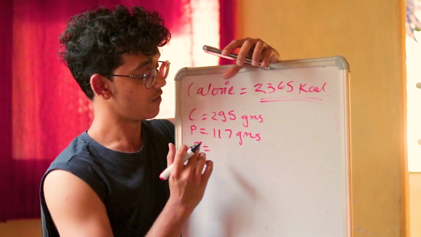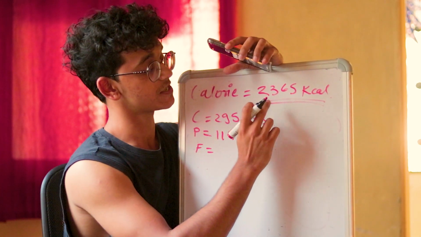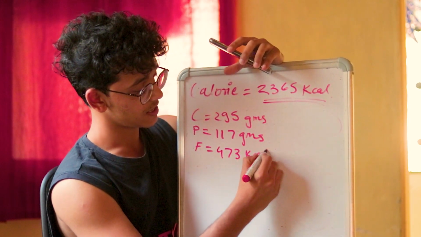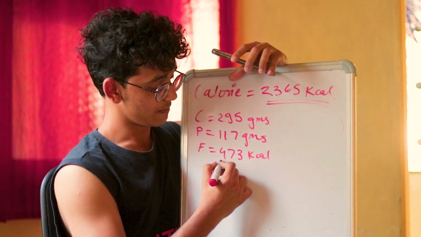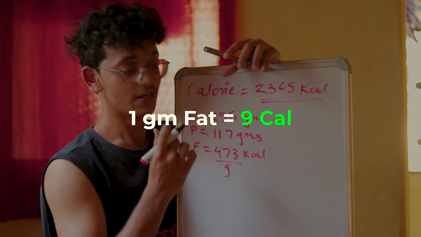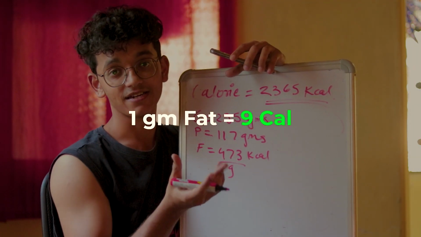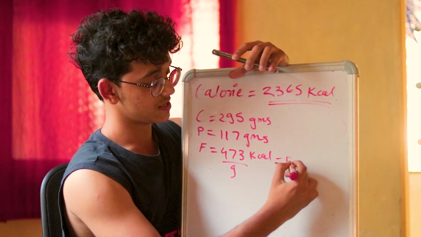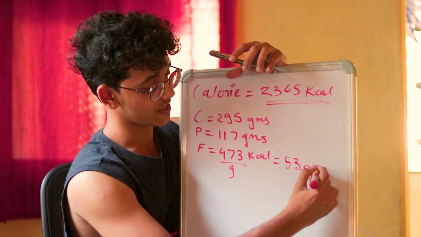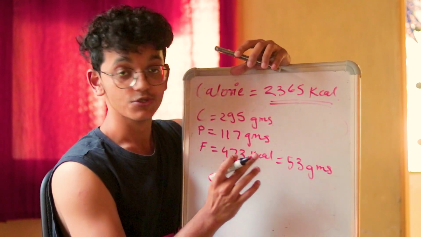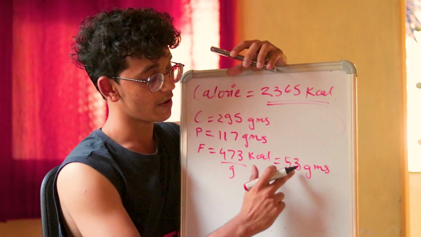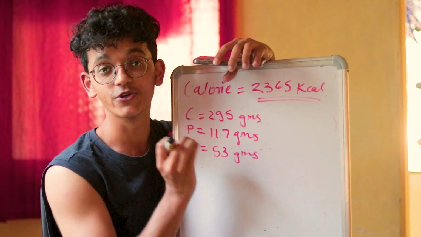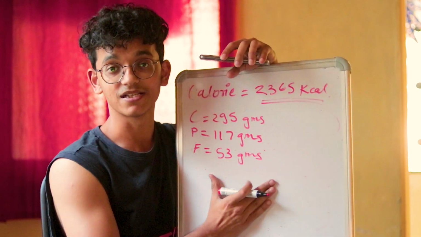Now for fats, you again get 20% of this number, and it comes to 473 kilocalories, and then you have to divide it by 9, not by 4, because 1 gram of fat is 9 calories. After dividing, what you get is 52 or 53 grams, 52.9 something. So now you know the number for fats too. So now you know the exact macros you need to gain some muscles.